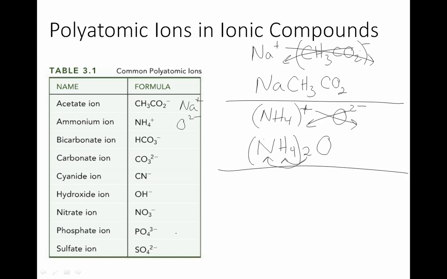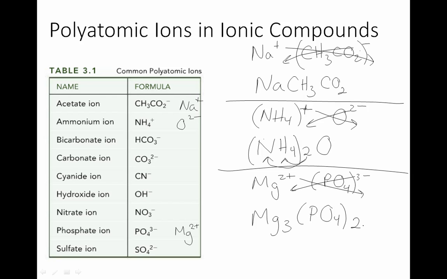Last one. Let's try phosphate with magnesium. So we've got magnesium with the 2 plus with our phosphate ion. Cross those charges. Ends up with magnesium, and there's 3 of them. And phosphates, there's 2 of them. So anytime you have polyatomic ions combining with a cation or an anion, doesn't matter, either one, you combine them in the exact same way. The idea is you're still trying to get the charges to balance out.